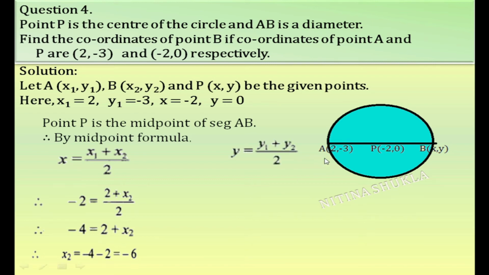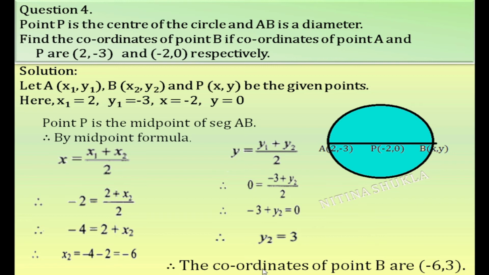Similarly, you go for y. You take this point, then take this point, add both of them, divide by 2, you are getting 0, because the coordinate of point P is 0. Substitute. Get the result. Once you get the result, you get y is equal to 3. So what you are getting is x2 is minus 6, y2 is 3. Ultimately, you got the result, but you have to write the answer. The coordinate of point B is minus 6 and 3.